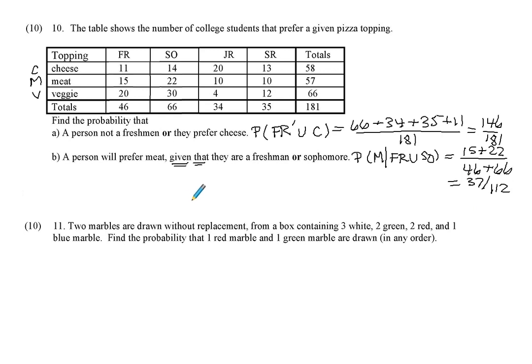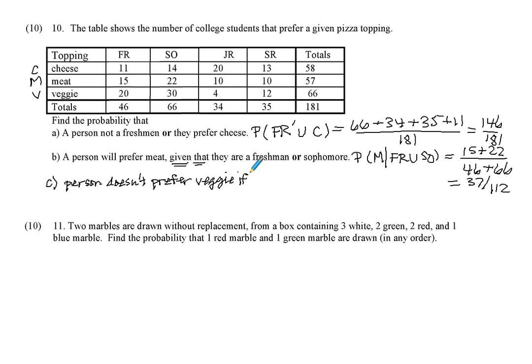And then let's do one more example. Let's get a negation in here, just to give you one more example. What's the probability that the person doesn't prefer veggie pizza if they're, say, not a senior?